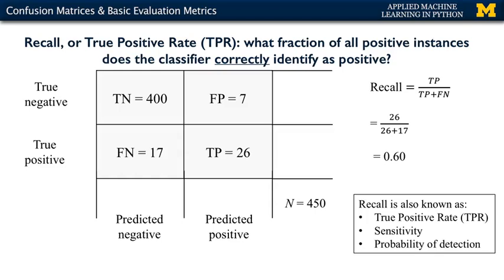Recall, also known as the true positive rate, sensitivity, or probability of detection, is such an evaluation metric, and it's obtained by dividing the number of true positives by the sum of true positives and false negatives. You can see from this formula that there are two ways to get a larger recall number. First, by either increasing the number of true positives, or by reducing the number of false negatives, since this will make the denominator smaller. In this example, there are 26 true positives and 17 false negatives, which gives a recall of 0.6.